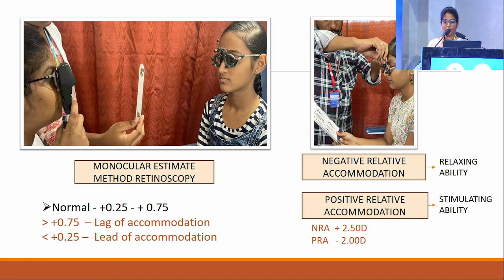And negative relative accommodation tests the relaxing ability of the accommodation. This is tested by placing plus lenses in 0.25 diopter increments till the patient says it is blurred. The normal value is plus 2.5 diopters with a standard deviation of 1 diopter, and positive relative accommodation denotes the stimulating ability of the accommodation, which is tested by minus lenses. The normal value is minus 2 plus or minus 1 diopter.